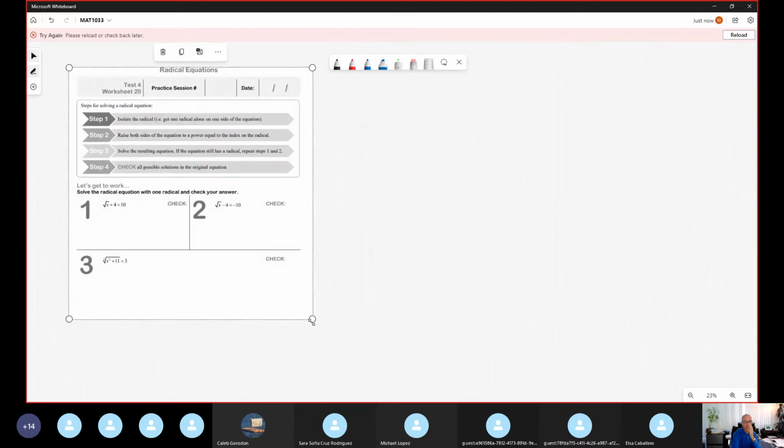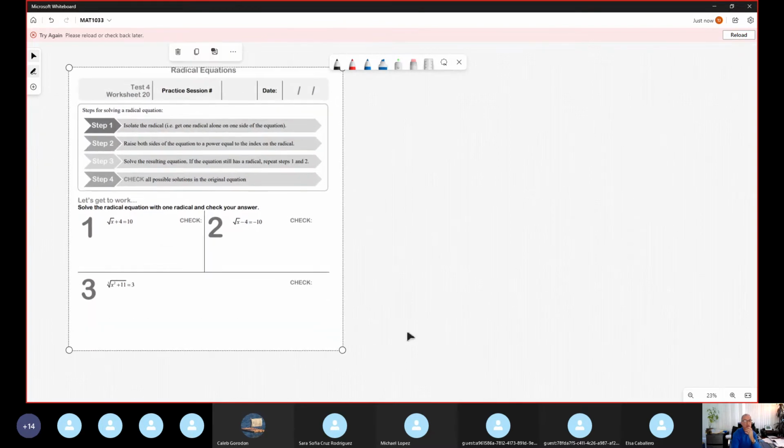Okay, I start at the beginning. Radical equation. The review indicates the different steps to solving any radical equation. They are always the same. Number one step is isolate the radical.